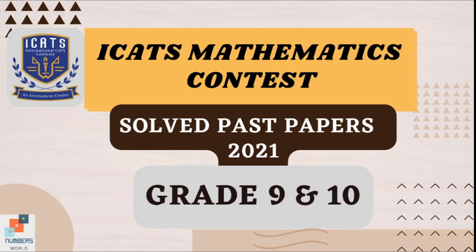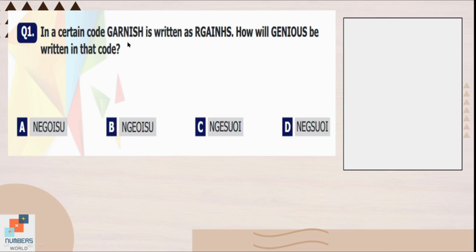Welcome to Numbers World. Today we are going to solve past papers of ICATs Mathematics contest of year 2021 for grade 9 and 10. Question number 1. In a certain code, garnish is written as RGAINHS. How will genius be written in that code?